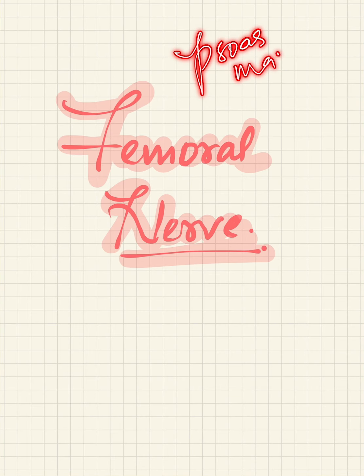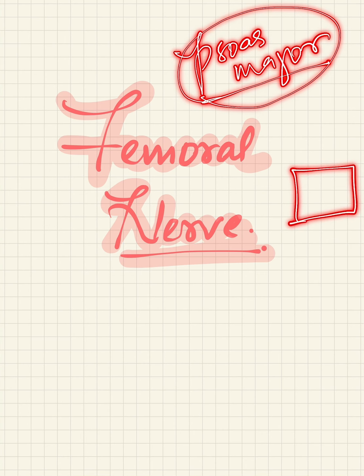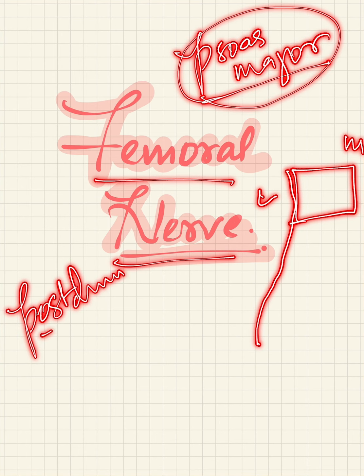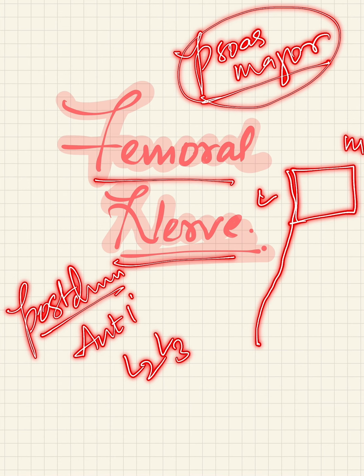It emerges from the psoas major muscle's lateral boundary. When you consider medial and lateral, it emerges from its lateral boundary. Actually, it is formed by the posterior division of anterior primary rami of L2, L3, L4.